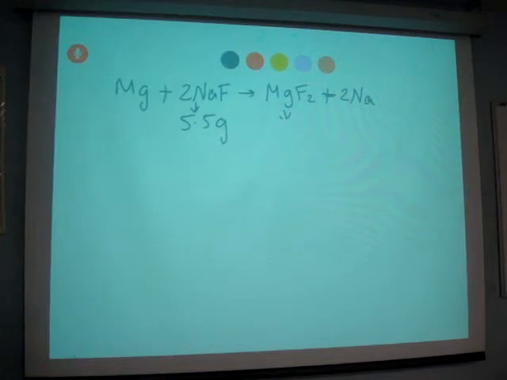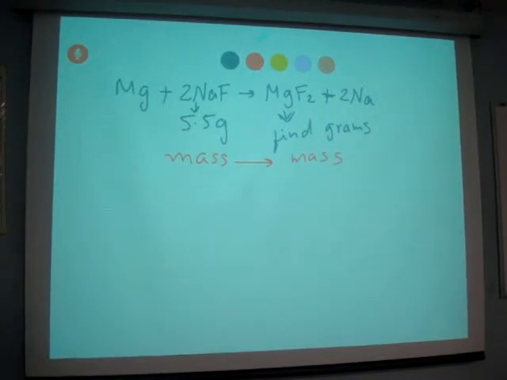You need to find grams of MgF2. So again, this is a mass to mass relationship. First, whatever the grams given, we convert into moles, and then multiply by its mole ratio, convert to moles of MgF2, and then we can convert into grams.